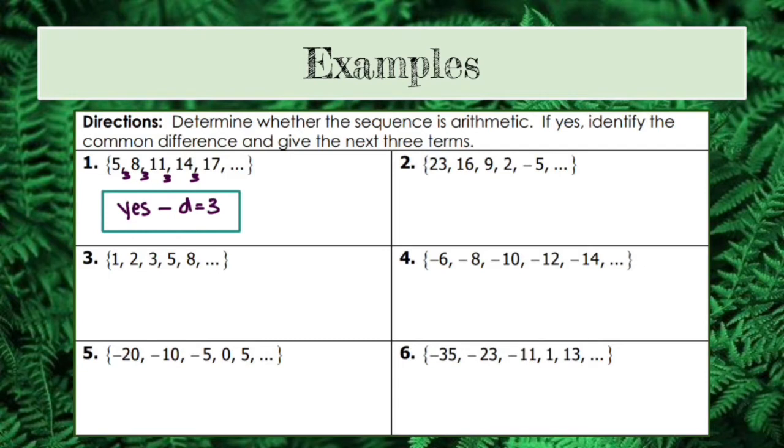Now look at number 3. We have plus 1, then plus 1, then plus 2, and then plus 3. So this is just no. It is not an arithmetic sequence because those differences are not the same. If we look at number 5, we have plus 10, plus 5, and then we don't have to go any further. We already know that's no. You can go ahead and complete numbers 2, 4, and 6 now if you want, or you can watch the rest of the video and complete those all at the end.